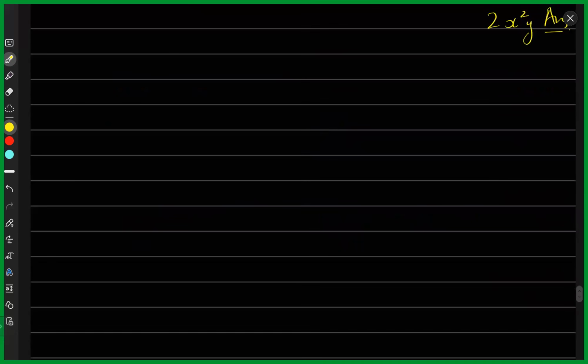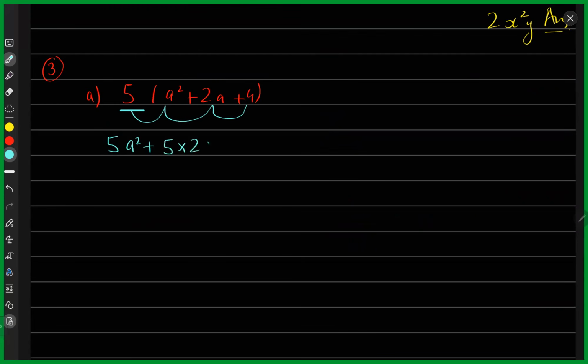Another concept is basically this. If we have 5 multiplied by a squared plus 2a plus 4, now this 5 is coming outside. I will multiply 5 with this term, 5 with this term, and 5 with this term. And I would get 5a squared plus 5 multiplied by 2a plus 5 multiplied by 4. And this would become 5a squared plus 10a plus 20. So this is going to be the answer.